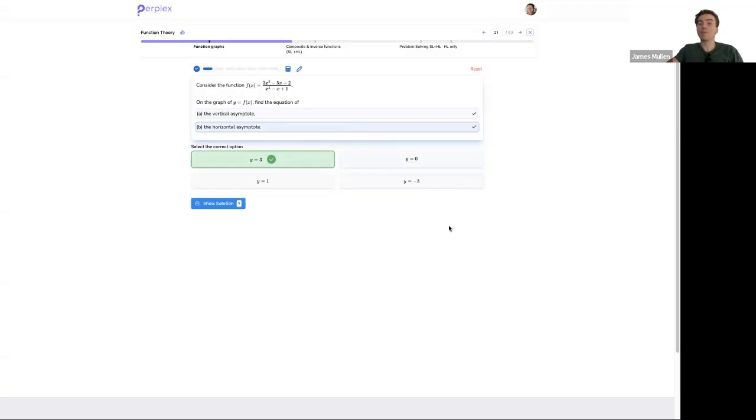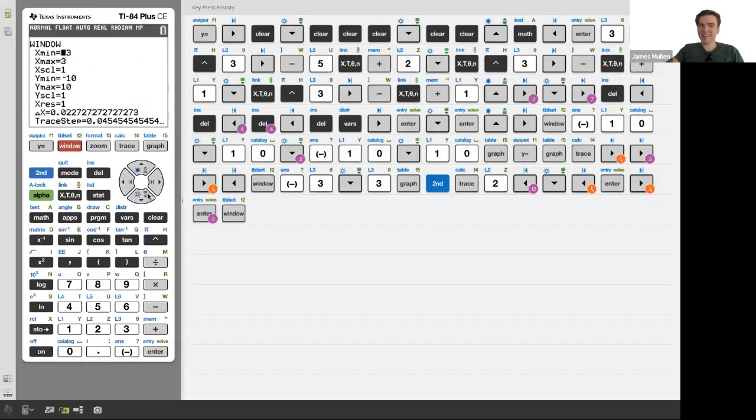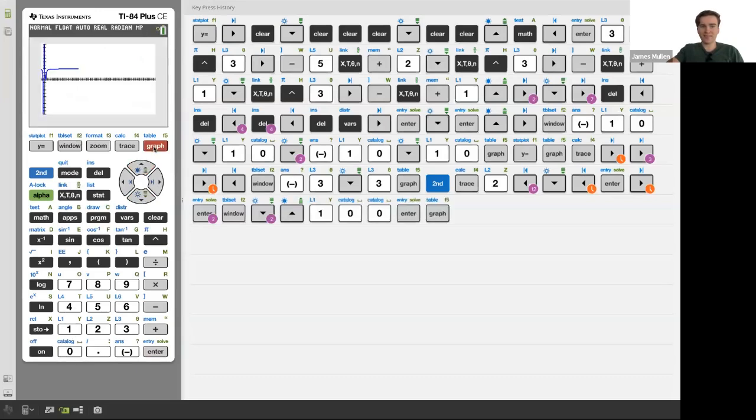Oh, why can we assume it's 3? It might go past. Okay, that's fair. It could go past. Let me go back to the calculator quickly. Let's check, I guess. Let's put x max, 100. All right, and let's just trace.